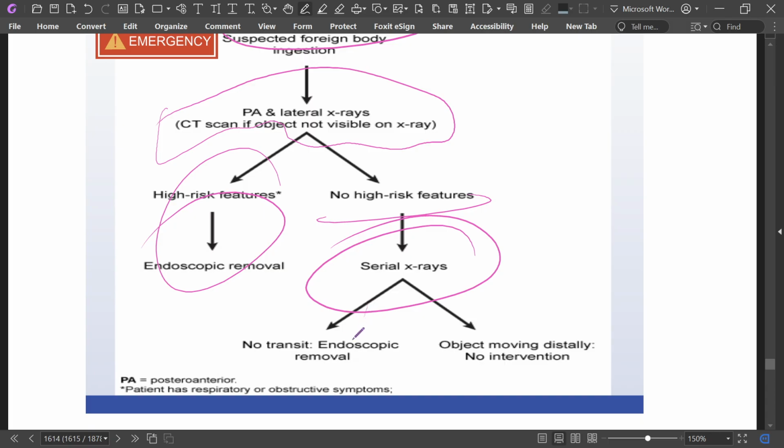So for suspected foreign body ingestion, get PA and lateral views; if the object is not visualized, do CT. If it is high risk, endoscopic removal. If it is low risk, serial X-rays should be done; if no transit, endoscopic removal.